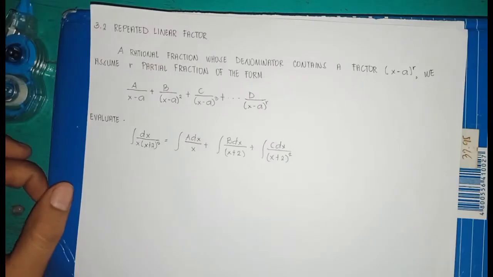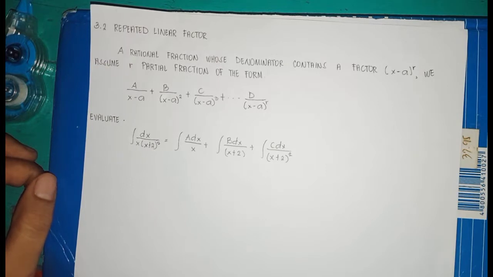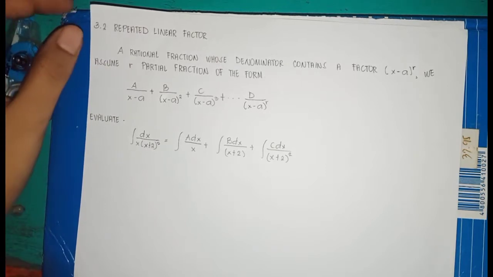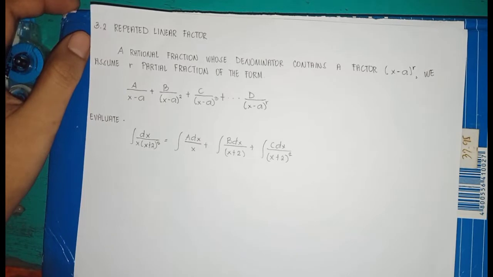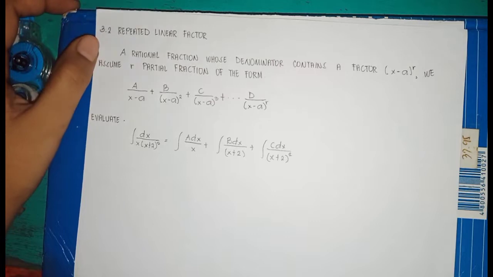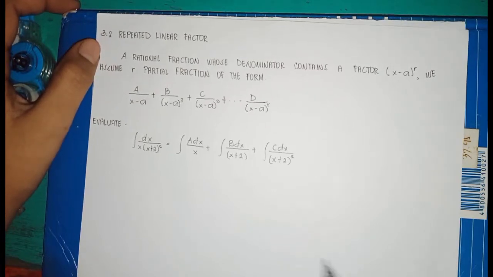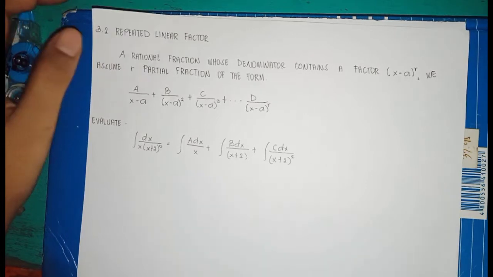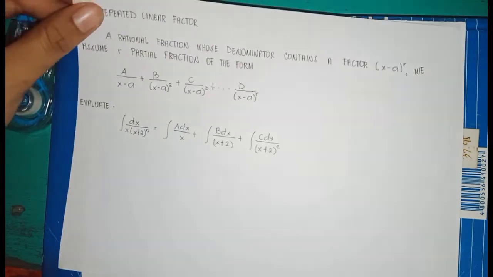Next is the rational fraction case 2, which is the repeated linear factor. For a rational fraction whose denominator contains a factor (x minus a) raised to r, we assume a partial fraction of this form. So there will be a repeated factor, like in this example. Let's solve this example so we can understand it better.